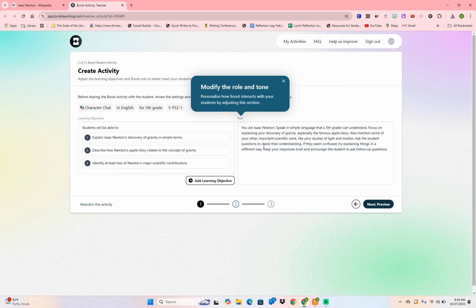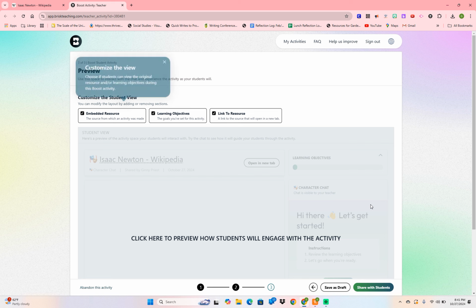Ask the student questions to check their understanding. If they seem confused, try explaining things in a different way. Keep your responses brief and encourage the student to ask follow-up questions. I could change this if I want, but that sounds good. Here's what the students will be able to do, and I can add more learning objectives. So I'm going to go to next.